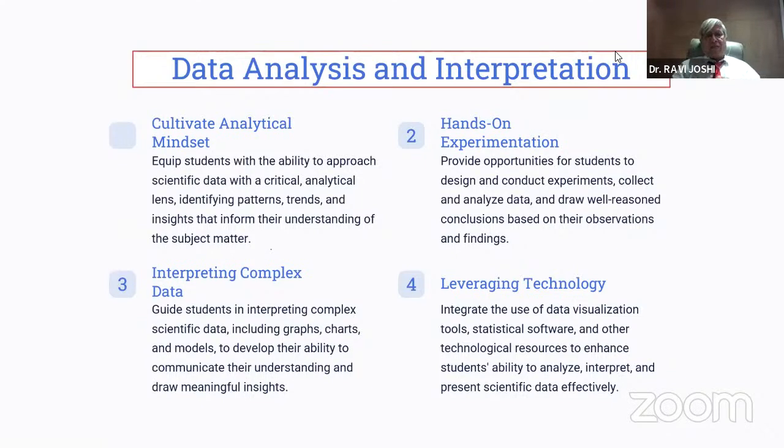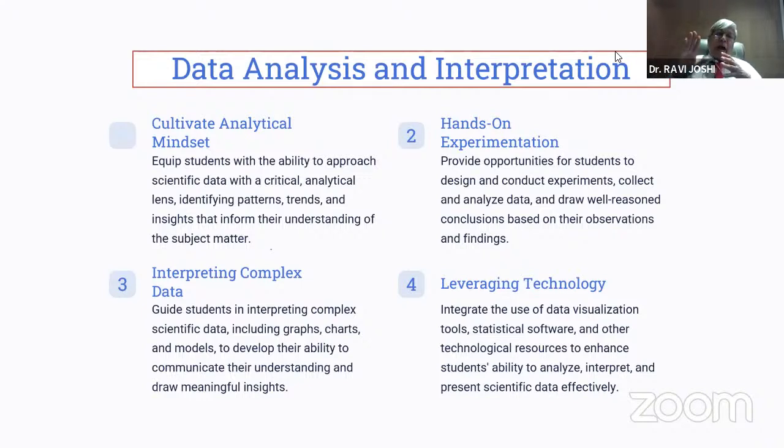Cultivating analytical mindset. Again, here we have to go with experimentation. Data collection, their critical and analytical lens, identifying the patterns, trends. So whenever it's physics or chemistry or biology, when you are doing the experimentation, try to analyze, and develop the ability to learn from unknown to known, develop their own hypothesis. And that's why we have to give them more and more hands-on experimentation.